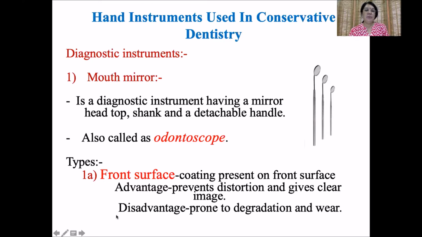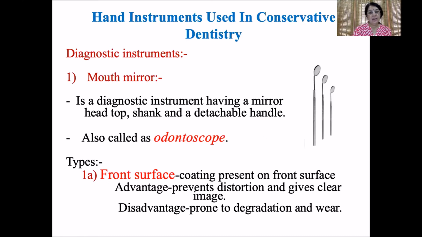Coming to the mouth mirror, it is classified as a diagnostic instrument having a mirror head, a mirror head top, a shank, and a detachable handle. If you see the picture, this is the mirror, this is the shank, and this is the detachable handle. It means that once you buy a mirror, if your mirror top gets bad because of scratches or dullness and you can't see properly, you can just remove the top and change it.